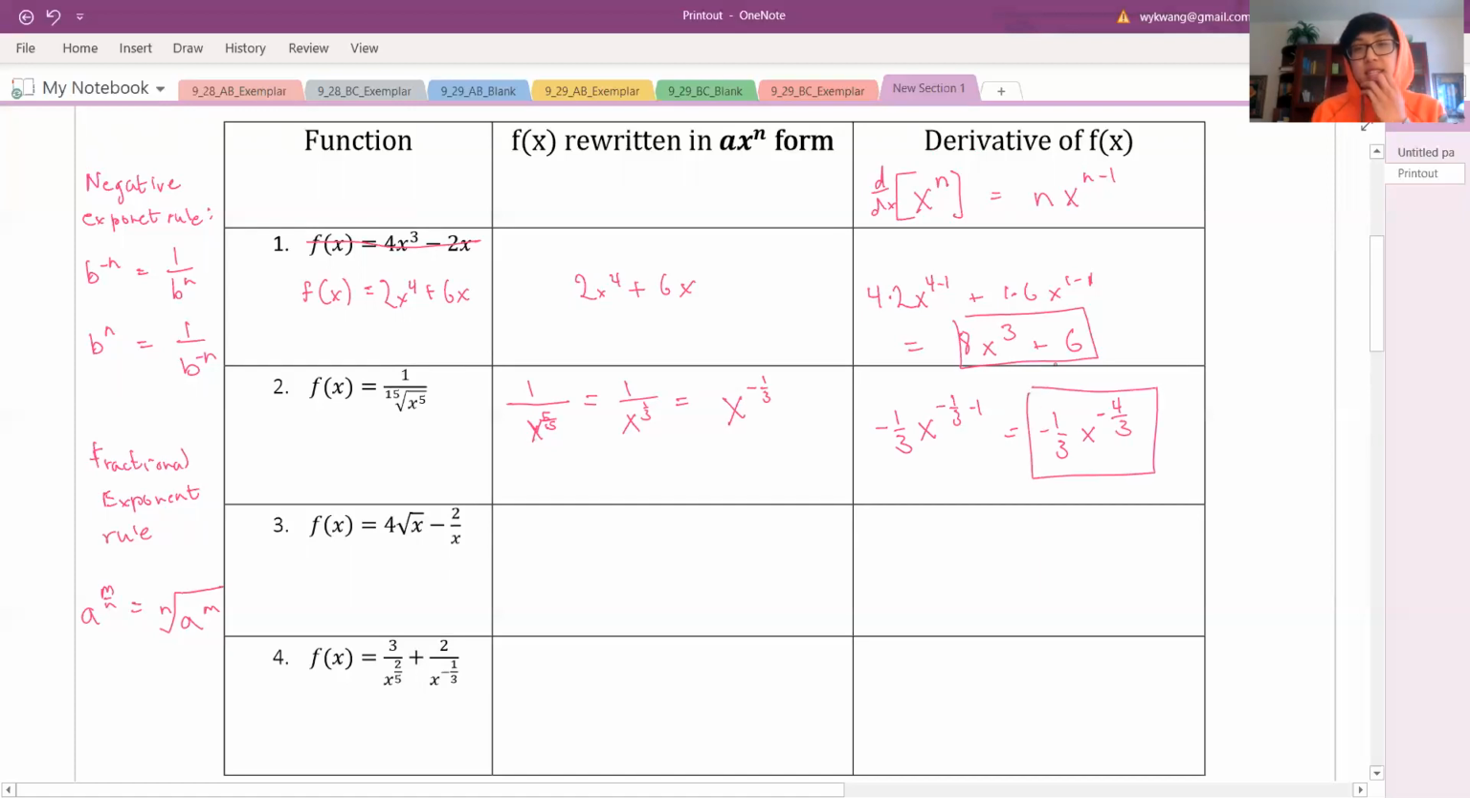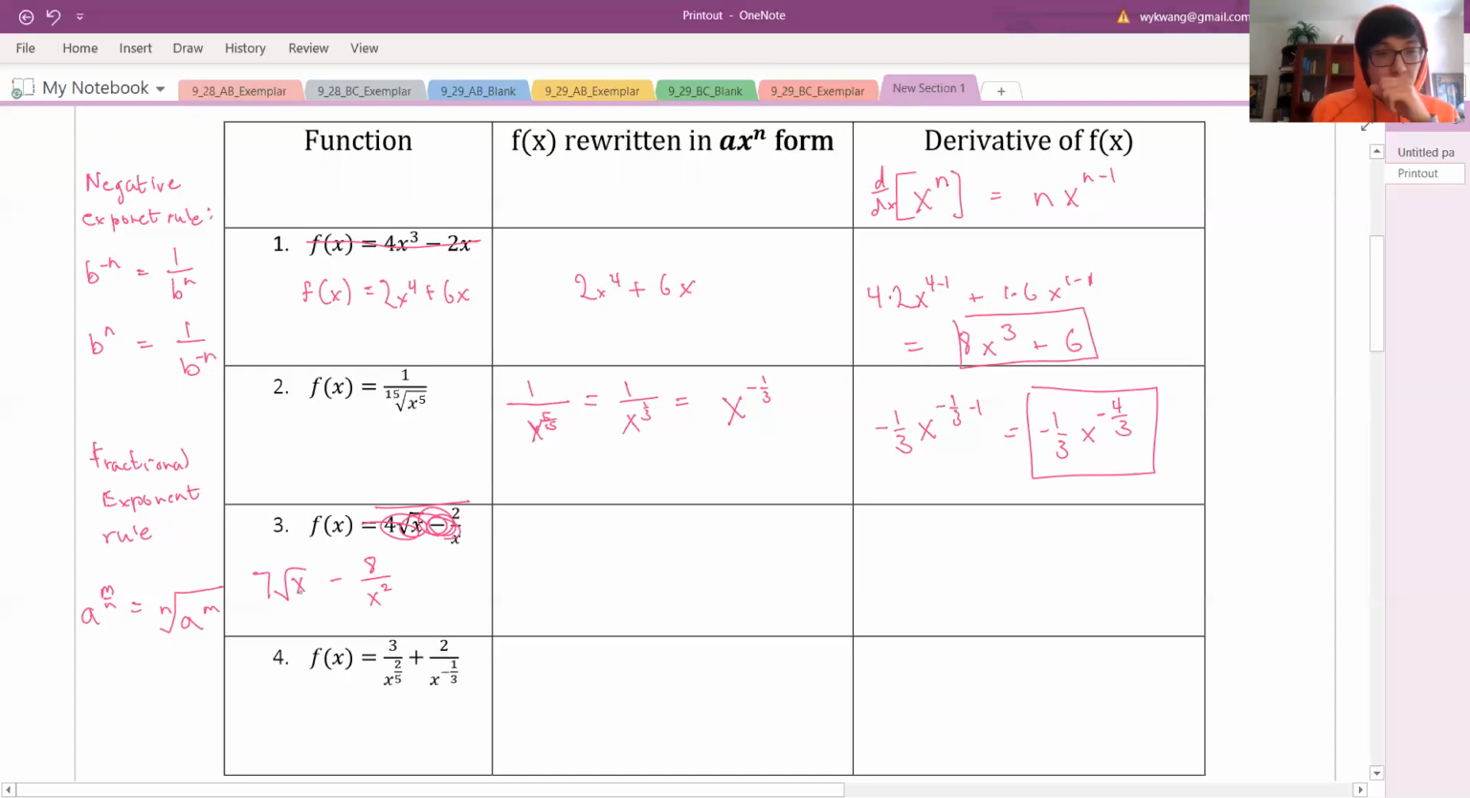Oh, I just realized I did this exact problem for you guys, but whatever, that's okay. Let's see, this next problem, I'm going to switch it up. So instead of 4 square root of x minus 2x, I'm going to do, no, let's do 7 square root of x minus 8 over x squared.